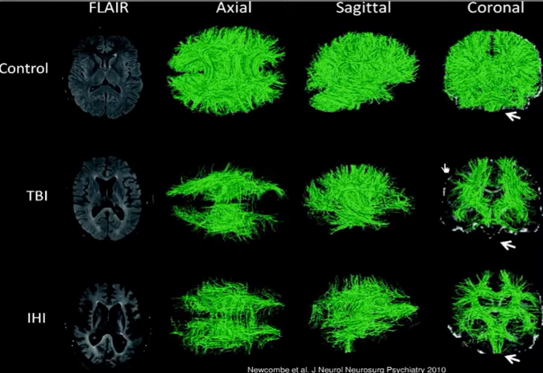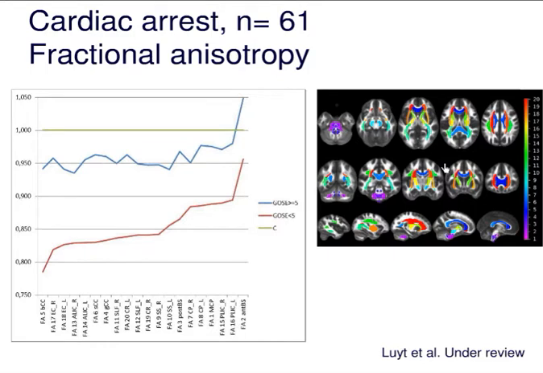Interestingly, the brainstem was comparatively spared in this particular case as compared to this patient with TBI. And this is consistent with what I was telling you earlier about the comparative preservation of brainstem in cardiac arrest victims. This is data from my colleague Louis Puybasset in Paris, and this data has not yet been published, but he looked at the fractional anisotropy in 61 patients after cardiac arrest and compared those who had a good outcome and those who had a poor outcome at 1 year.